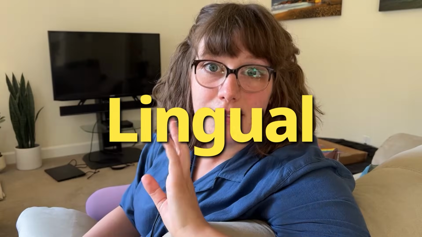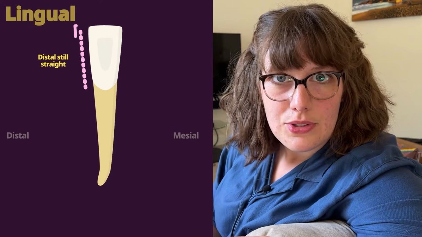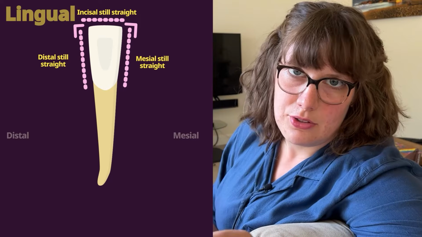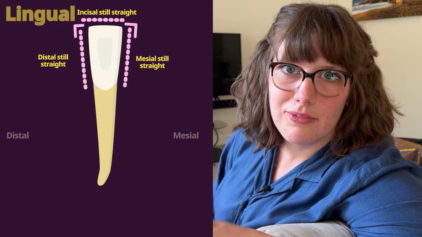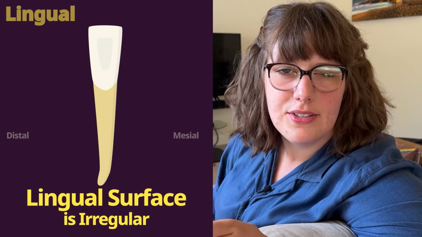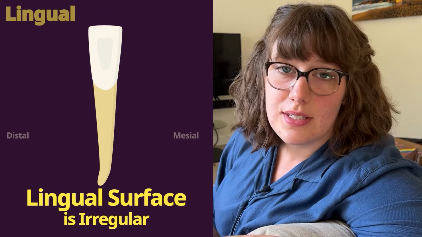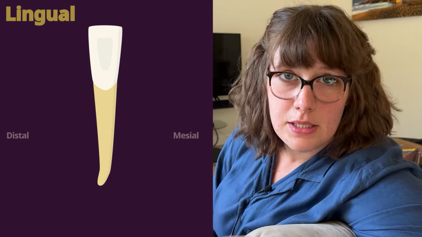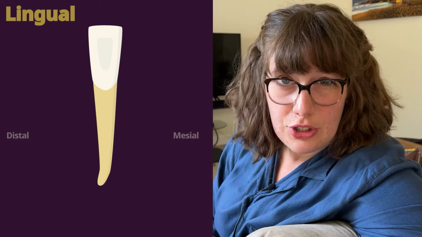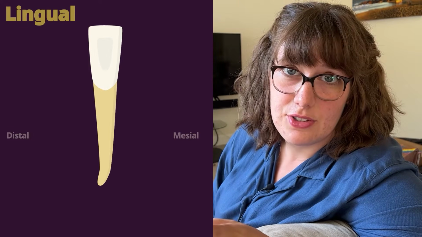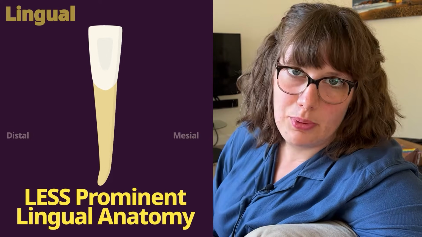Now let's flip this tooth over and look at the lingual. The outline of the lingual surface of the mandibular central incisor is the same as it was from the facial. Where it differs is that the lingual surface is not as smooth or regular. The mandibular central incisor has the same features as the maxillary incisors did, but it's a lot less prominent.